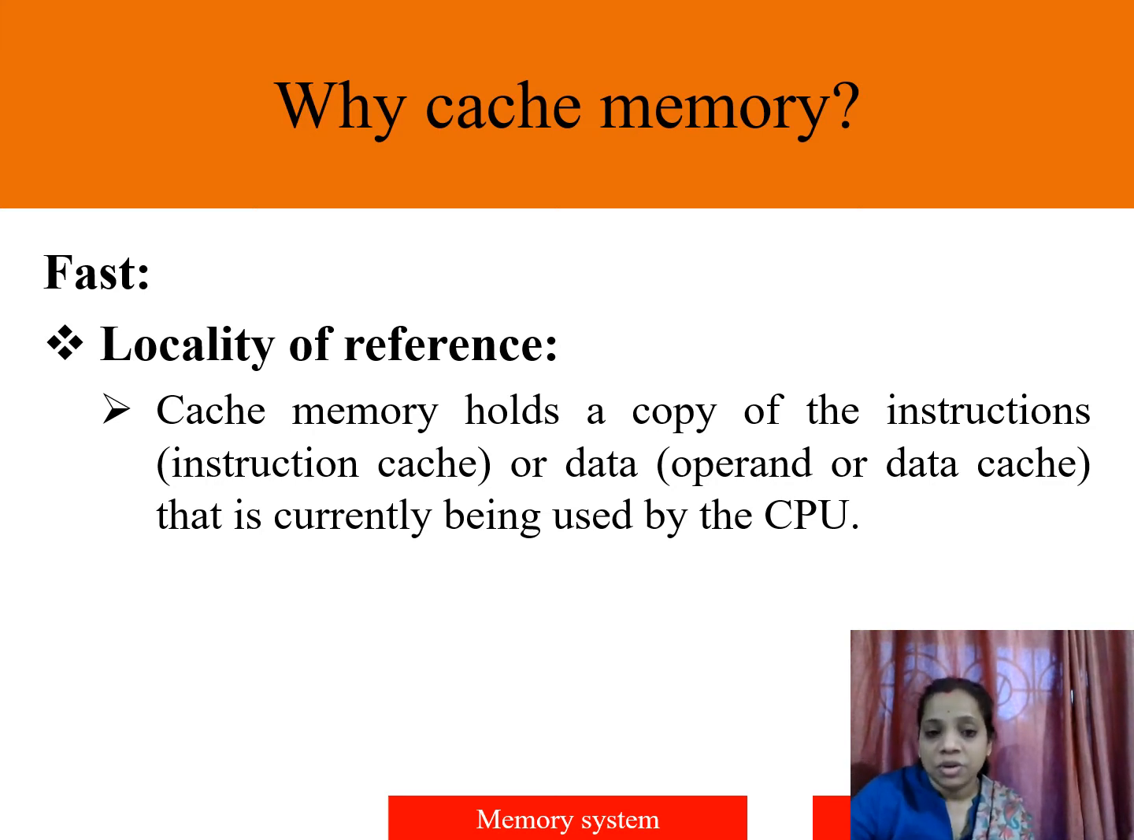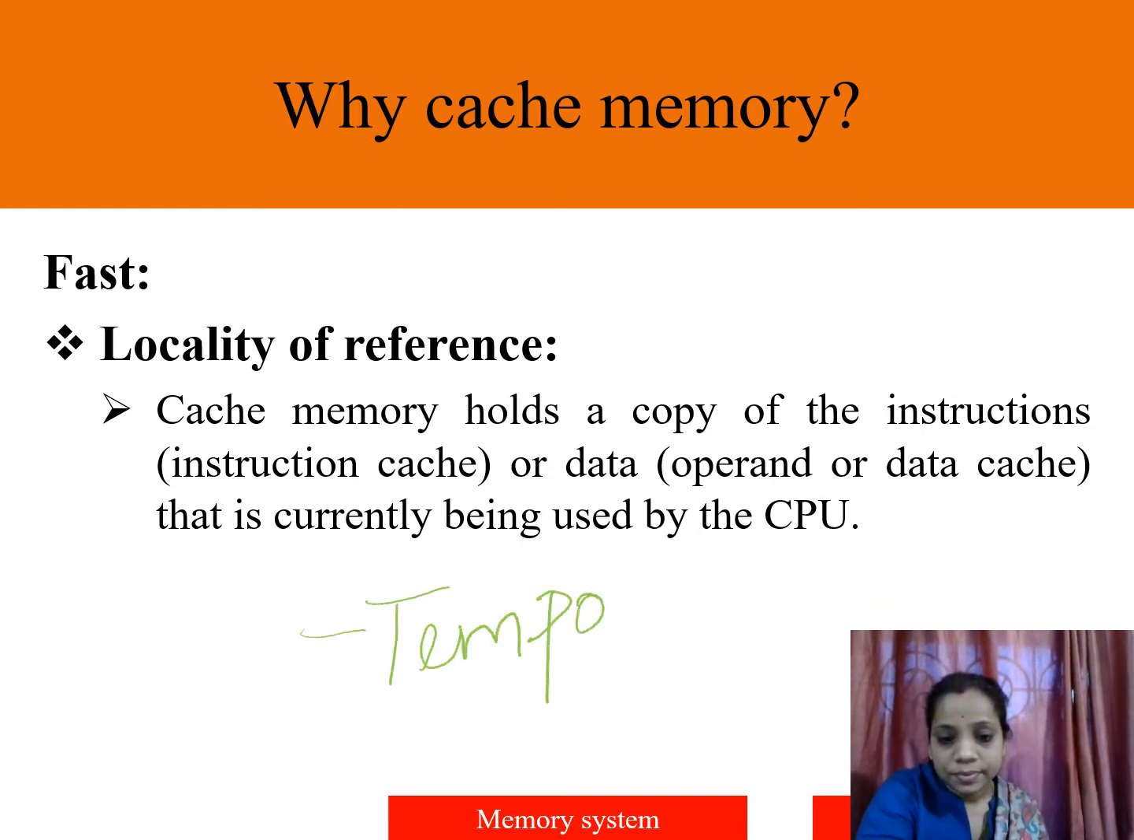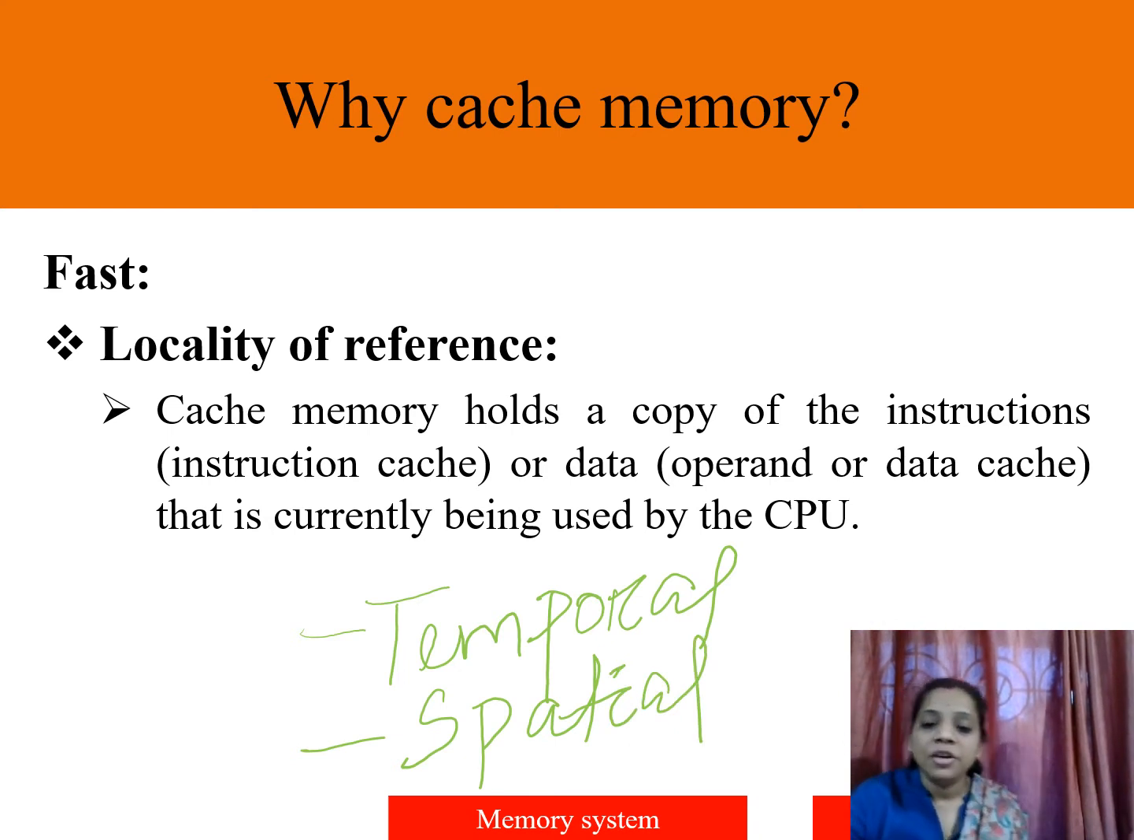The concept is known as locality of reference. What do you mean by locality of reference? Locality of reference tells that cache memory holds a copy of the instruction or data that is currently being used by the CPU. There are two kinds of locality of reference. The first one is temporal, and the second one is spatial. So temporal locality of reference and spatial locality of reference.